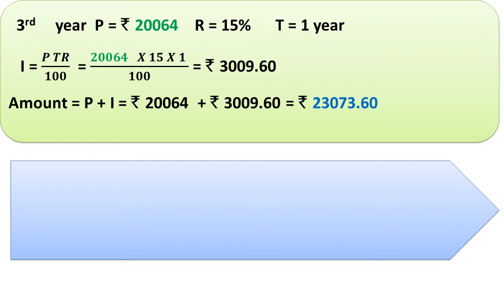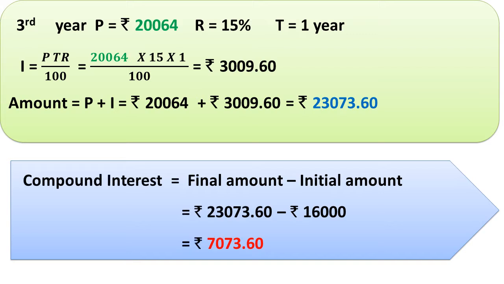23,073 rupees 60 paise. So here let us calculate the compound interest to be paid by considering the same formula, final amount minus initial amount, that is equal to 7,073.60. By this we have completed first 3 problems of exercise 2A.